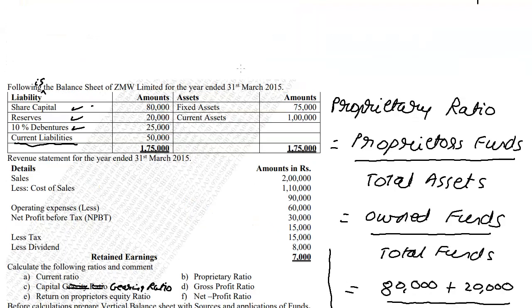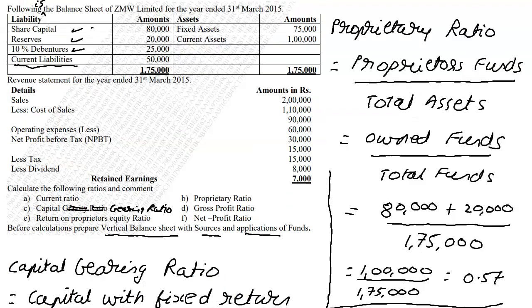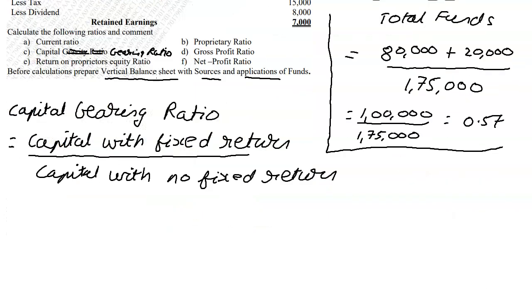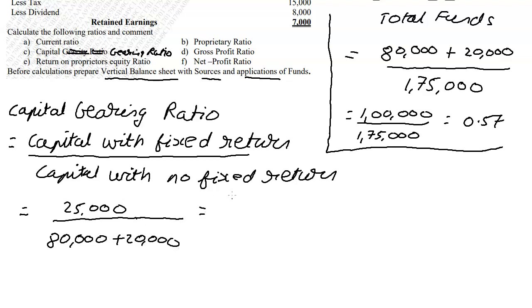Okay, so what is this capital with fixed return, no return? Think about debentures, we have to pay interest. Preference shares, we have to pay preference dividend. These are forms of fixed return. Reserves and share capital, we don't have to pay dividend. If we want to, we will. So that is without. So it's going to be 25,000 upon 1 lakh. Anyway, I'm substituting. It's equal to 25,000, which is our debentures, upon equity share capital plus reserves and surplus, which gives us 0.25.